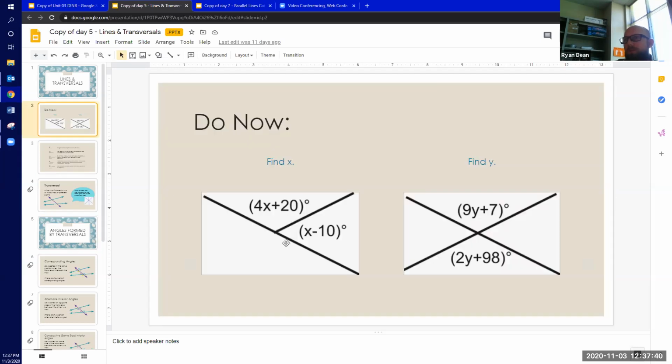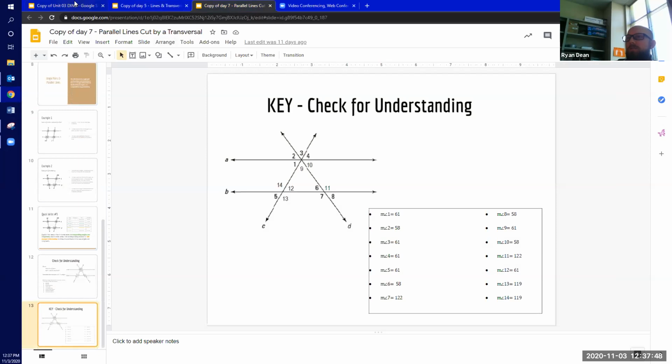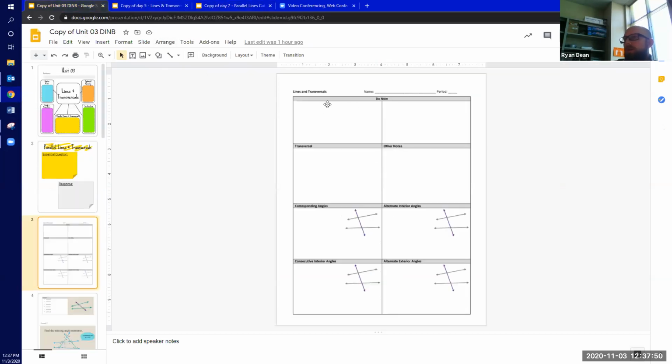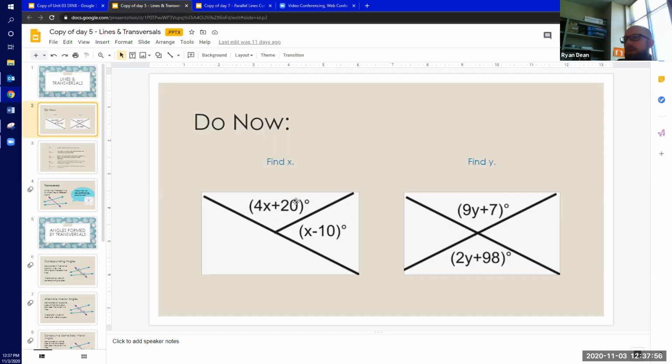Let's go ahead and take a look at this do now. Our goal here is to find the missing variable for each one of these. And I recognize that this picture is not on your do now, but what you need to do is just write down the work of what I'm about to show you here. So I'm going to come here to our annotations.